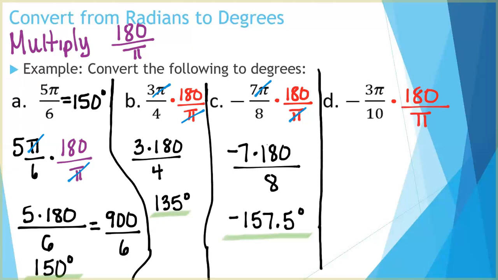So we're going to multiply that by pi over 180. The pi cancels out. So in your calculator, take negative 3 times 180. Divide that by 10. And you should get negative 54 degrees.